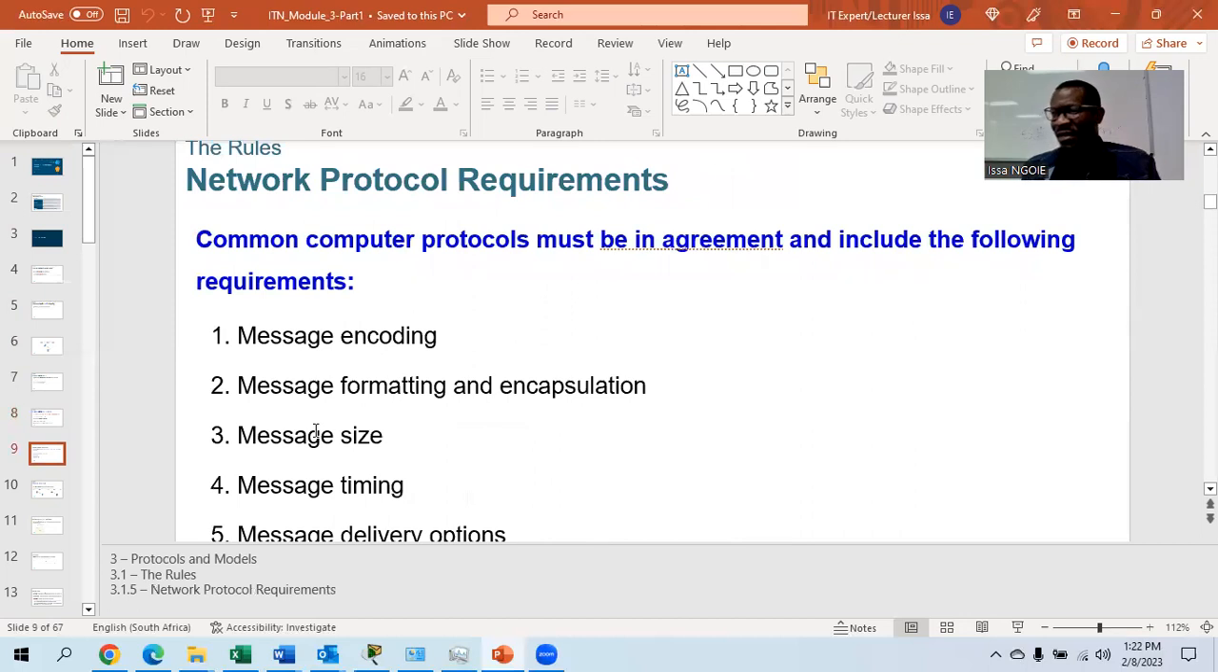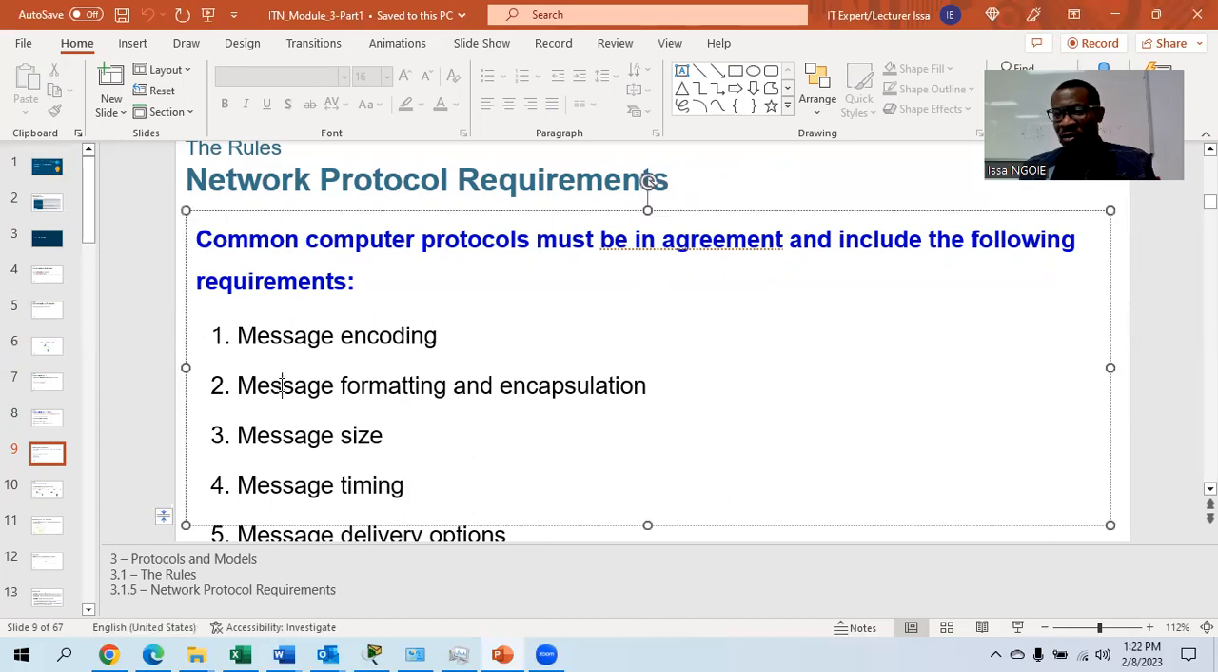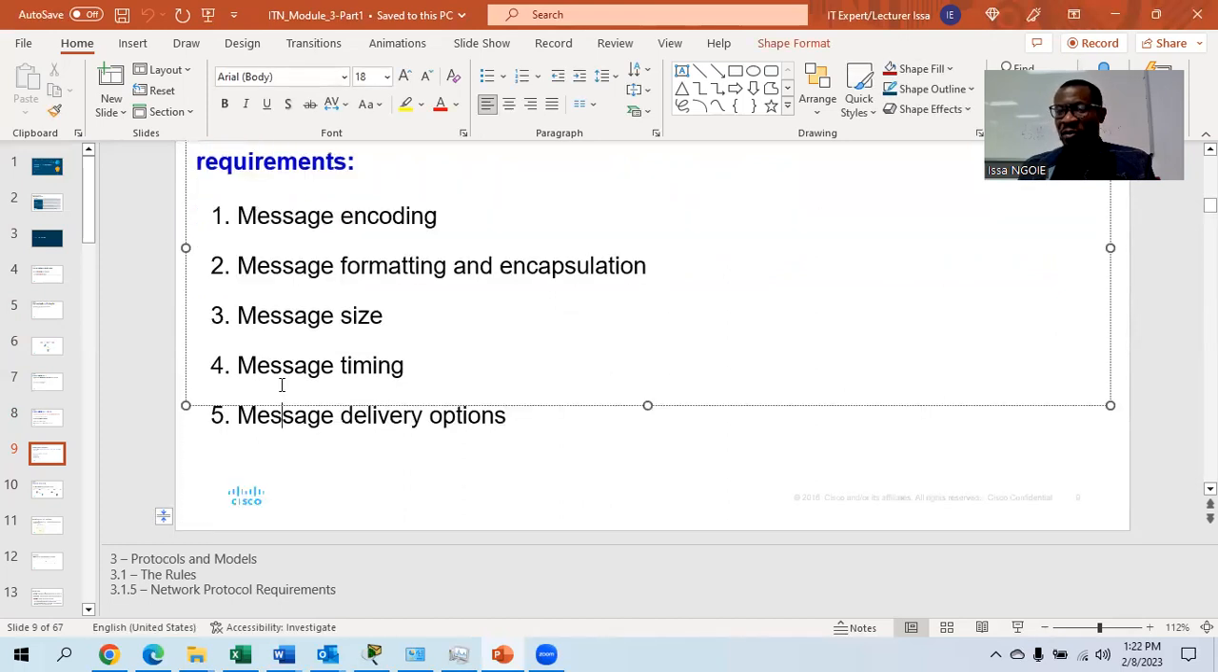Now, beside that, right? There are also some other requirements that computers need to follow, right? That we are going to talk about now. There are almost 5. Number 1, what we call message encoding. Number 2, message formatting and encapsulation. Number 3, message size. Number 4, message timing. And number 5, message delivery. Right? But I'm going to explain one by one.